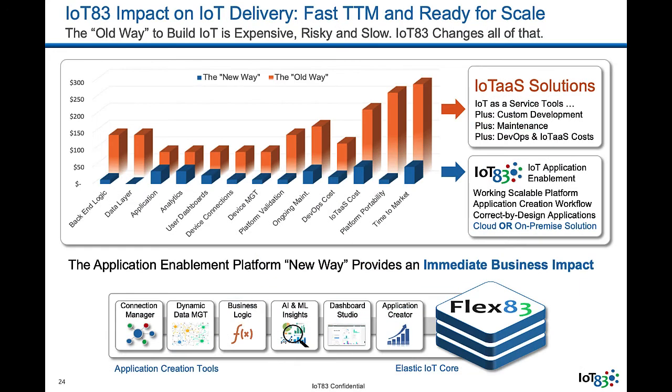So if we look at the impact on delivery, we're all about fast time to market and being ready for immediate scale. The old way of building IoT is expensive, risky, and slow, and application enablement platforms change all that. Even with the great tools from the likes of AWS and Azure, you still have to build, curate, understand, compose, test, and validate the components of the IoT system that you put together. And this is extremely expensive.